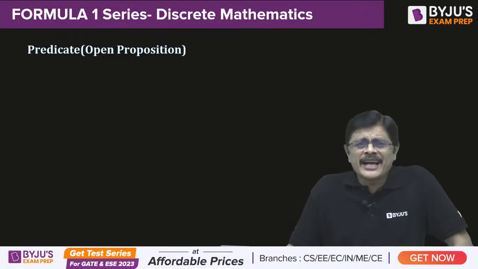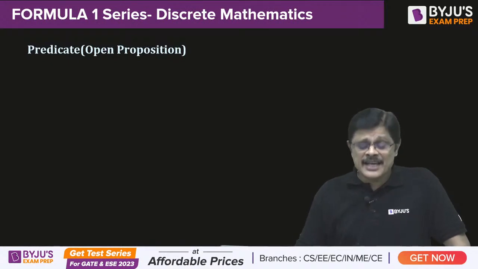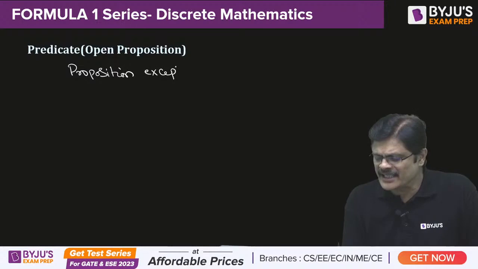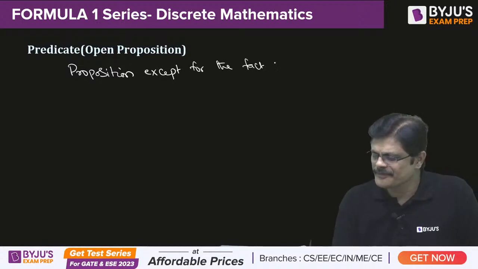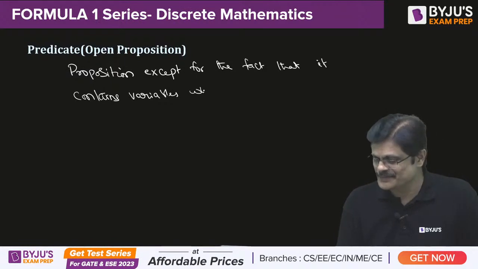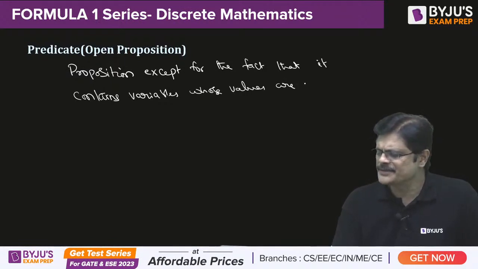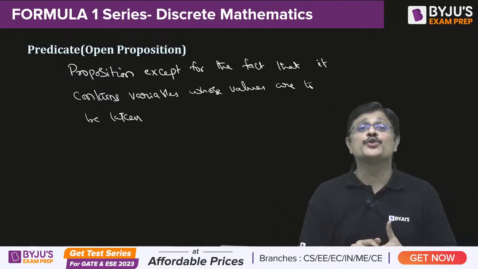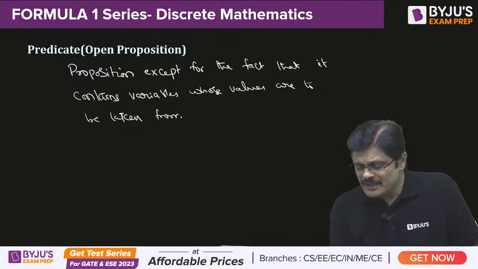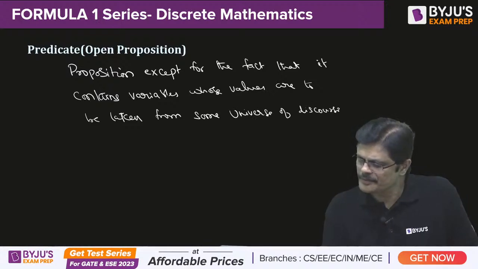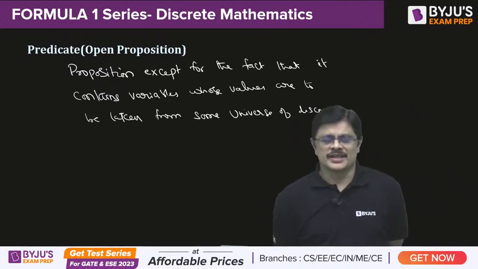What is a predicate? Predicate or open proposition. It is a proposition except for the fact that it contains variables whose values are to be taken from some set, and that set is given a beautiful name called universe of discourse. So this is the definition of a predicate or open proposition.